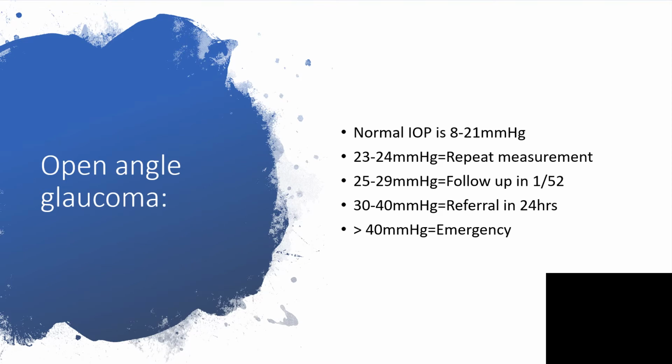glaucoma. But if none is showing for a whole week, they should come back in 1 week. But if the value is 30 to 40 millimeters of mercury, we have to get a paper and refer to an ophthalmologist immediately. But if the value is greater than 40 millimeters of mercury, that is an emergency situation.